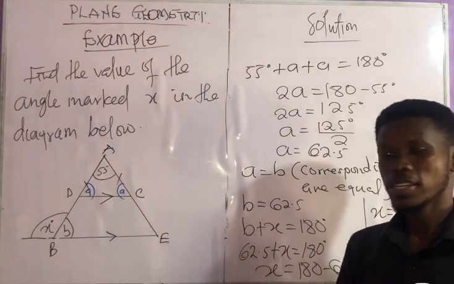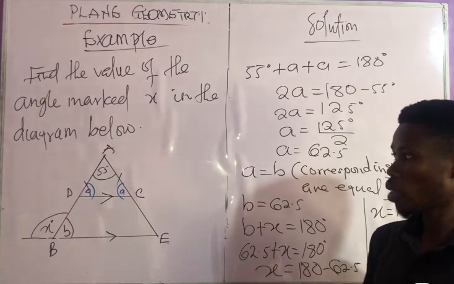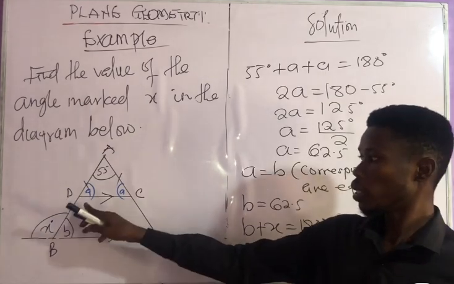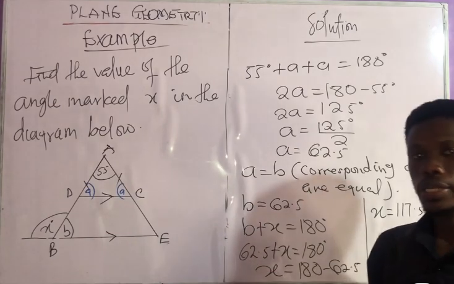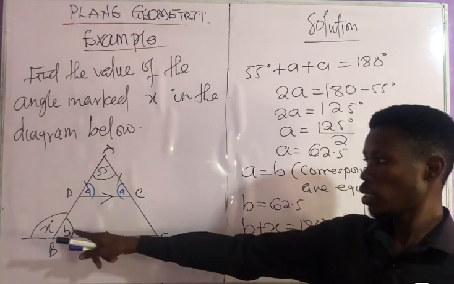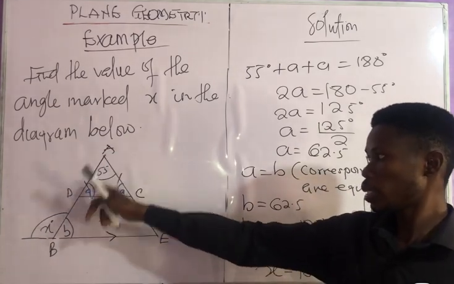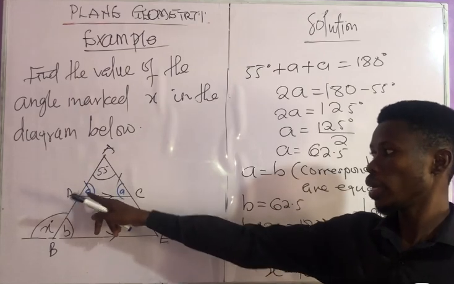That's our X. Easy. Very easy. So what we have to be able to identify is that this line and that line are parallel, and these two lines are transverse lines. So it means that this B is corresponding to A, and since this is an isosceles triangle, then here and here are the same.